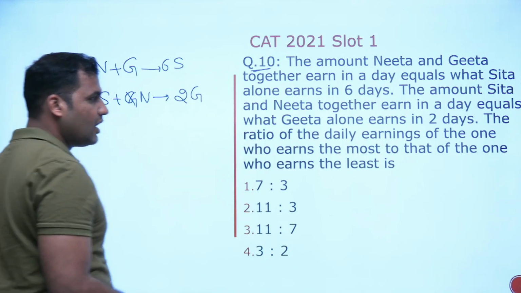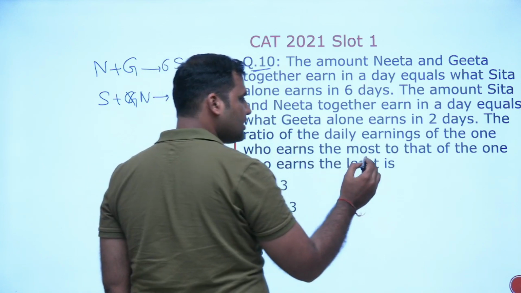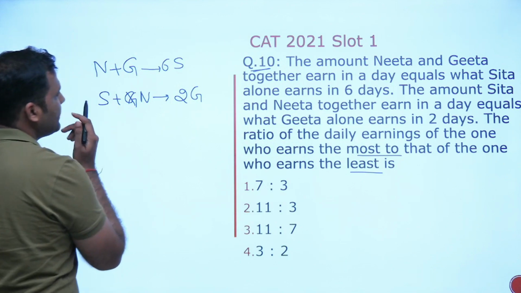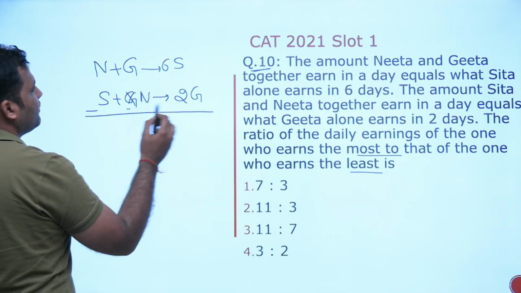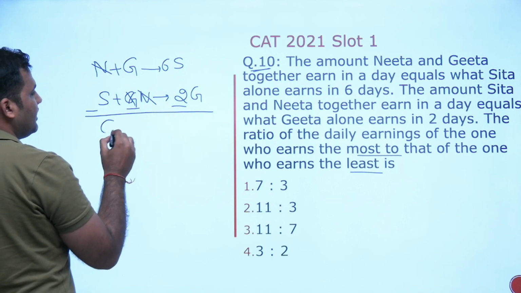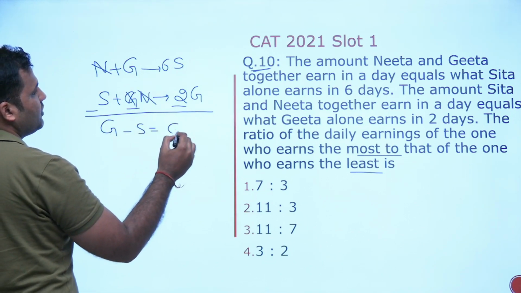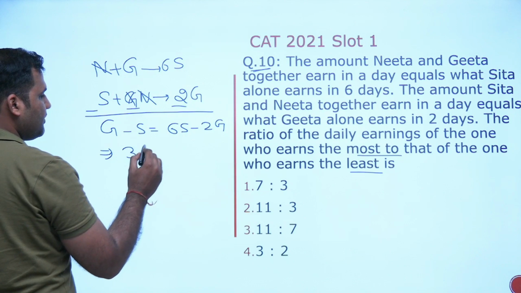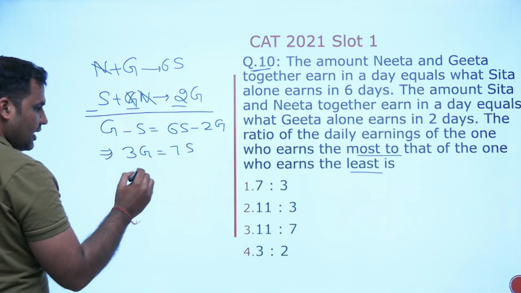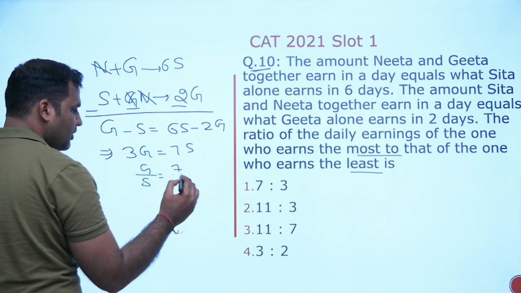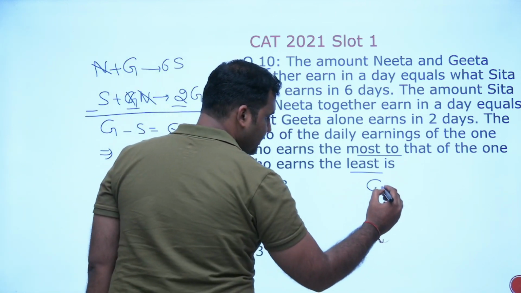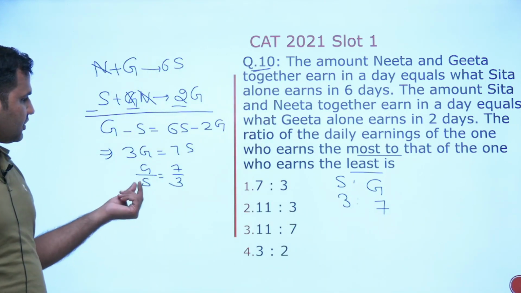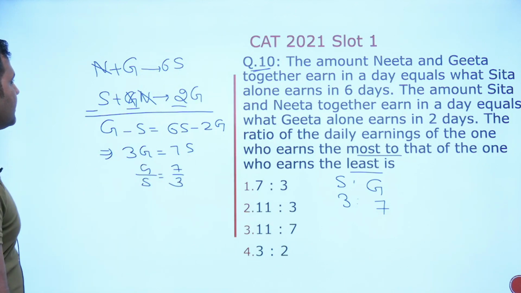Now we are supposed to find the ratio of the daily earning of the one who earns the most to the one who earns the least. Very simple, it's very easy. If I take a subtraction of these two, Neeta and Neeta will get cancelled. Geeta minus Sita will be equal to 6 times Sita minus 2 times Geeta. So this tells me that 3 times Geeta is equal to 7 times Sita. That means Geeta upon Sita is equal to 7 upon 3. It means that if Sita is doing 3 units of work, then Geeta will be doing 7 units of work.